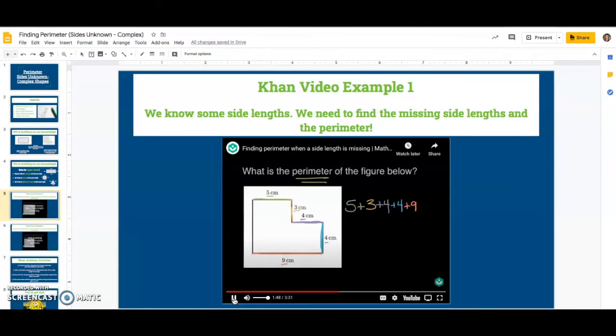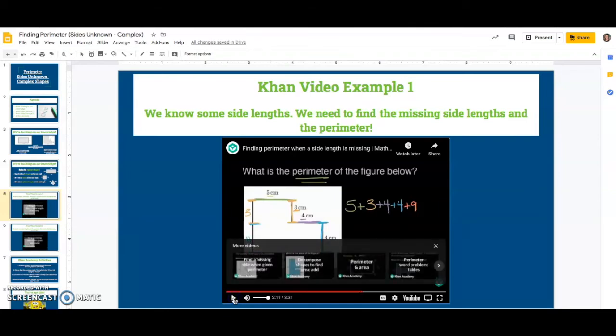So what we can do is, we can look over here and say if this length right here is 3 centimeters, well then that same length over here is also 3 centimeters. And where that 3 centimeters left off, this 4 centimeters, this length picked up. So from here to here is another 4 centimeters.